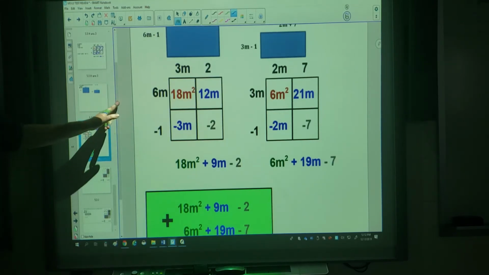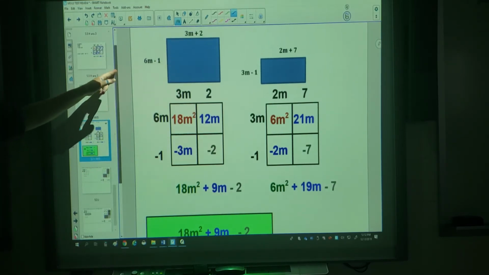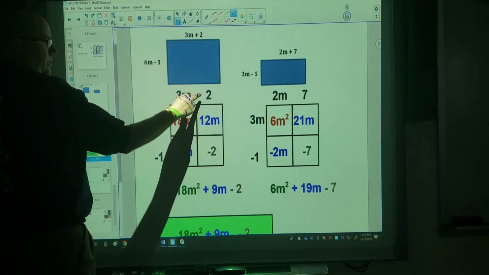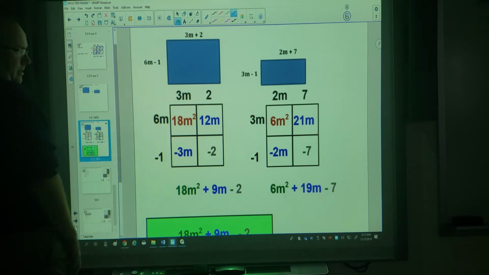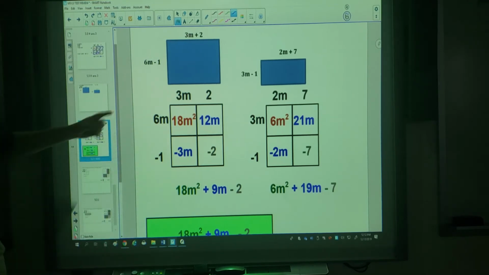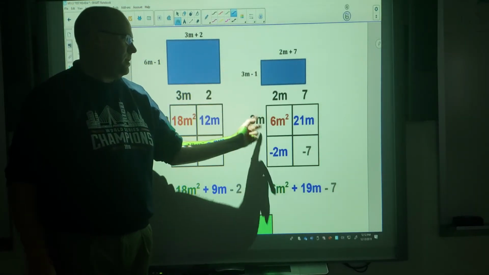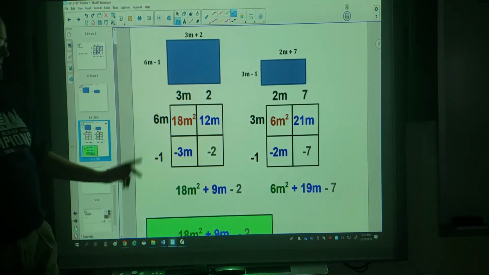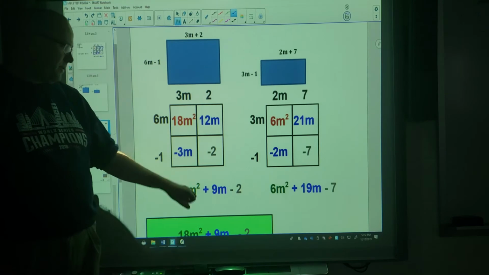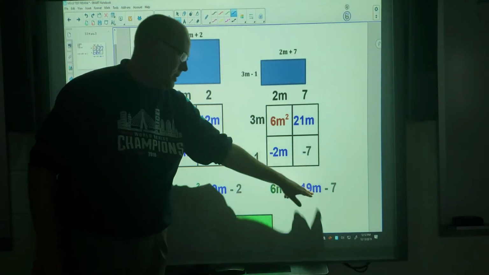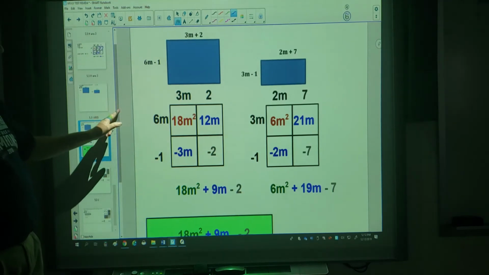With doing area, we're going to multiply the 2 sides together, so this times this. So I've got on this side here, and I wrote this side down the side here, 6n minus 1. Go ahead and you fill in the grid for this one. Do the same with this question as well. Fill in the grid for this one. And then simplify each answer. So negative 3 add 12 is positive 9. And on this one, negative 2 add 21 is positive 19.